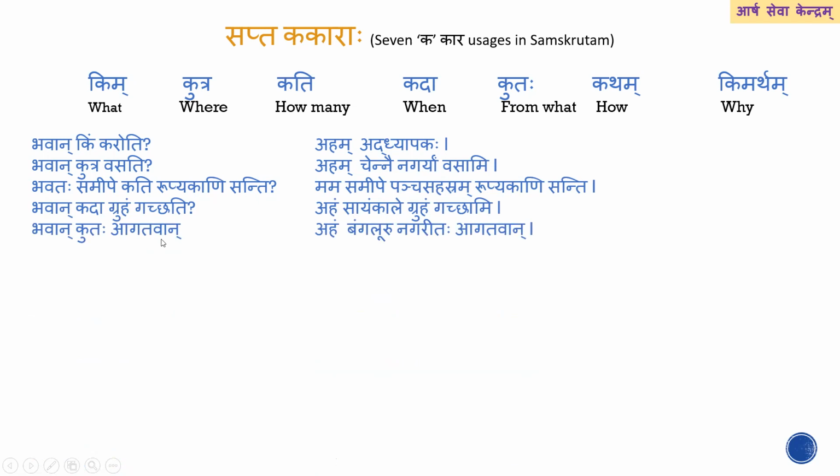And next is kim, kutra, kada, kutaha. Bhavan kutaha agatavan? Oh, I forgot a question mark. So here look at it. Kutaha agatavan. From where you are coming. Okay. So he is telling he is adhyapakaha. Where do you live? In Chennai. How many rupees you have? Rupyakani, 5,000.